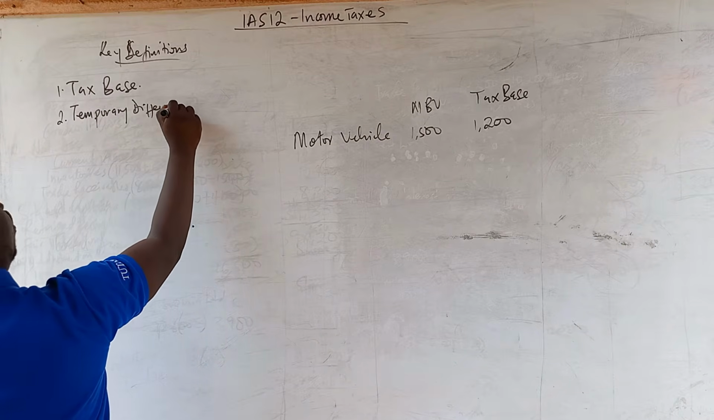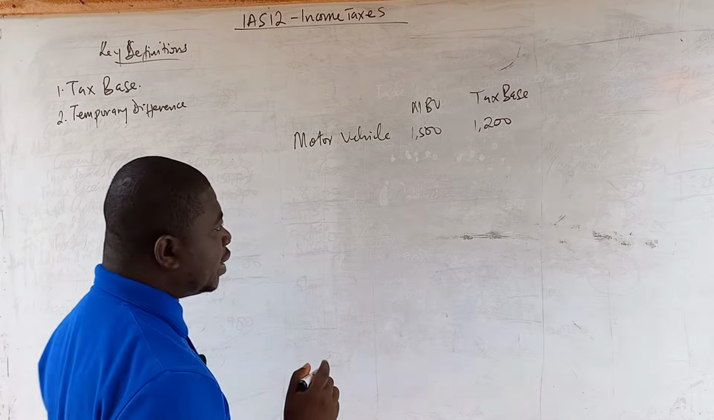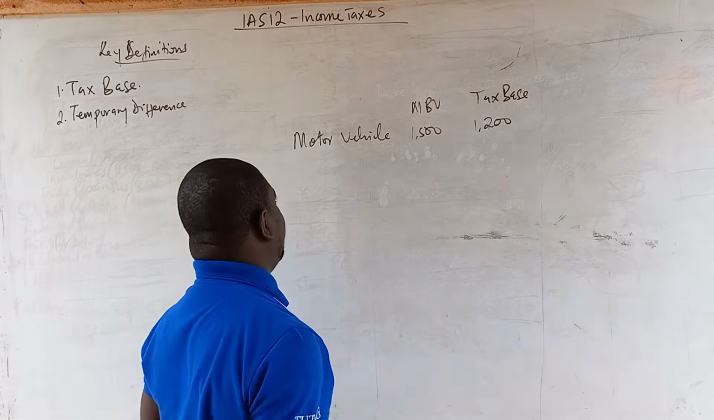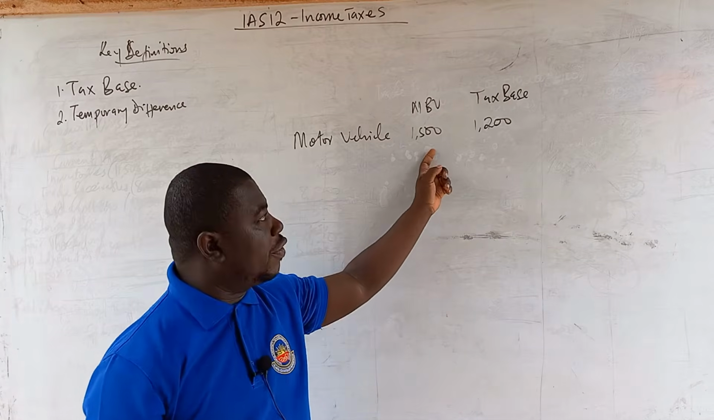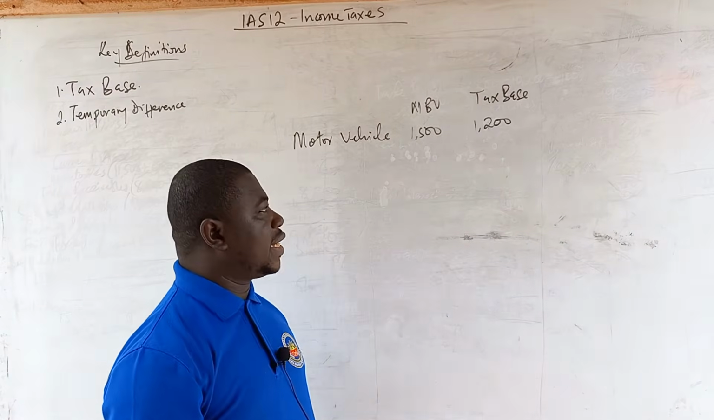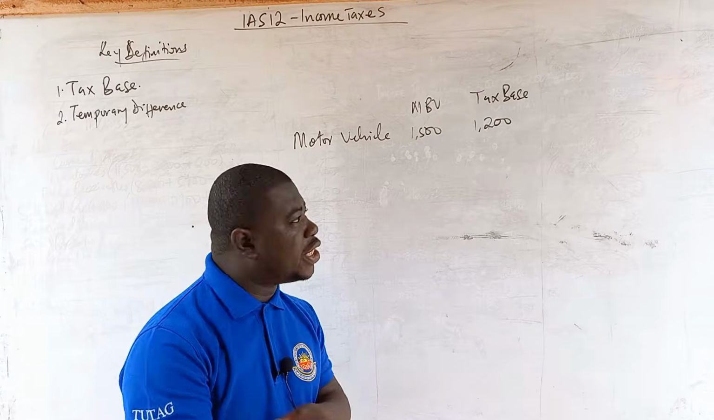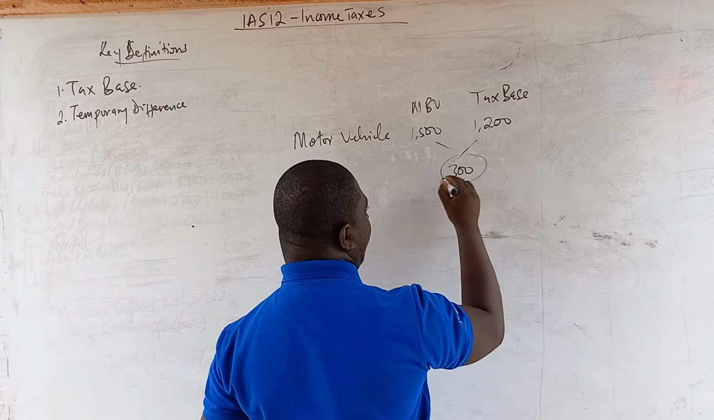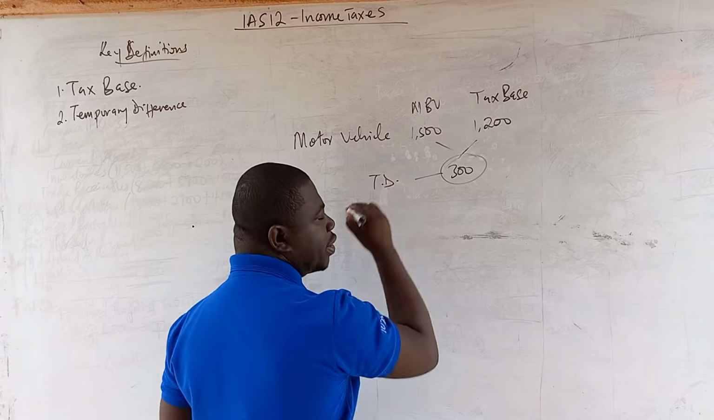And I will explain to you why it is temporary and not permanent. Now, we just explained the fact that the net book value of the motor vehicle is 1,500, but the revenue authority has assigned 1,200 as its tax base. So if you look at the two, there is a difference of 300. This difference of 300 is what we call the temporary difference.